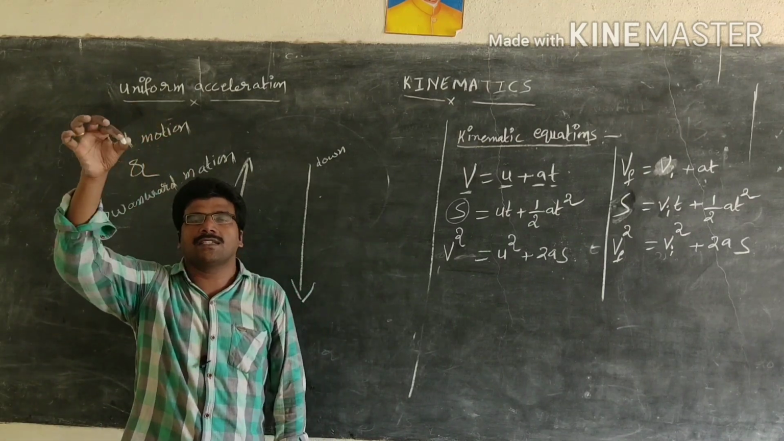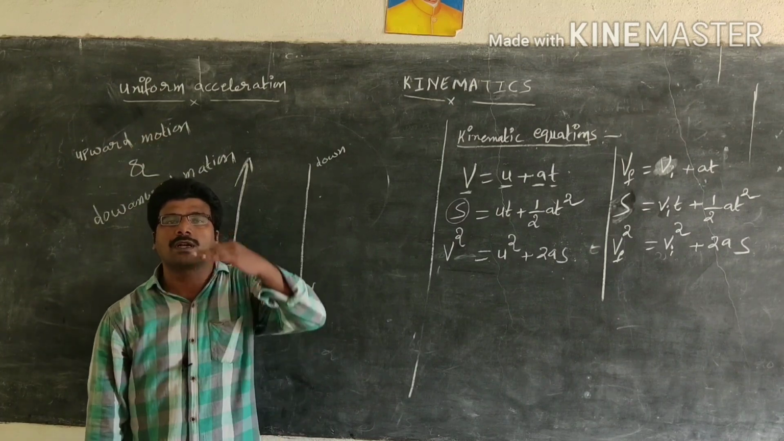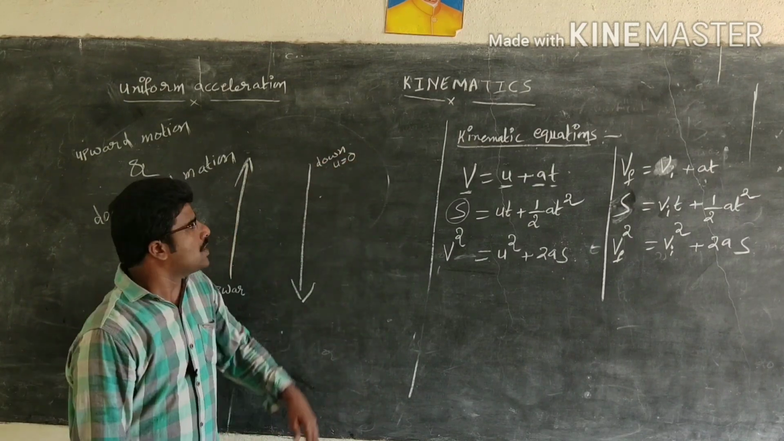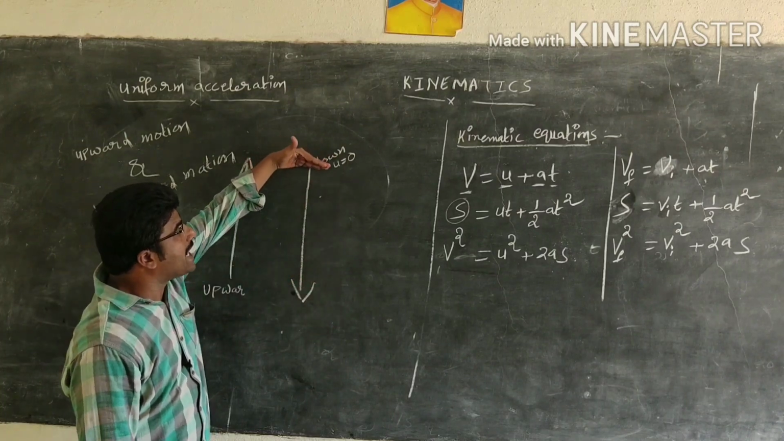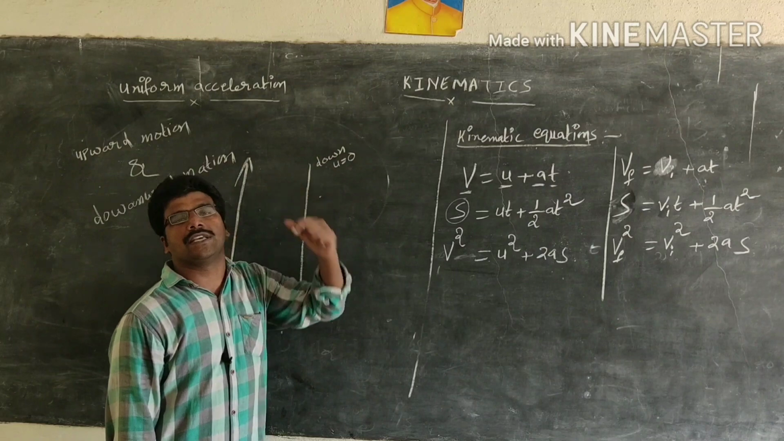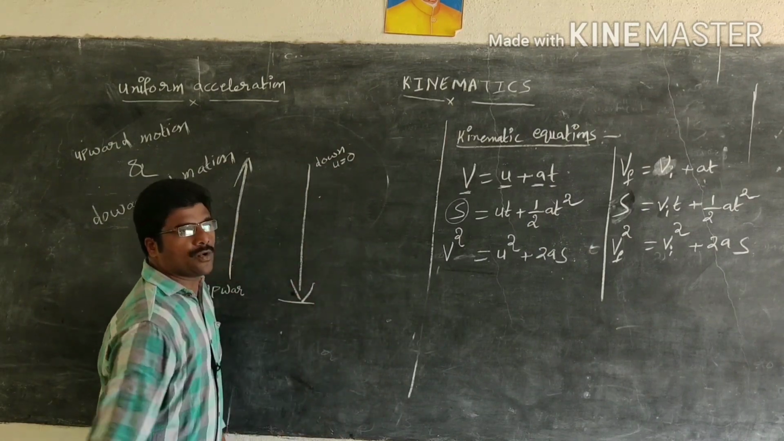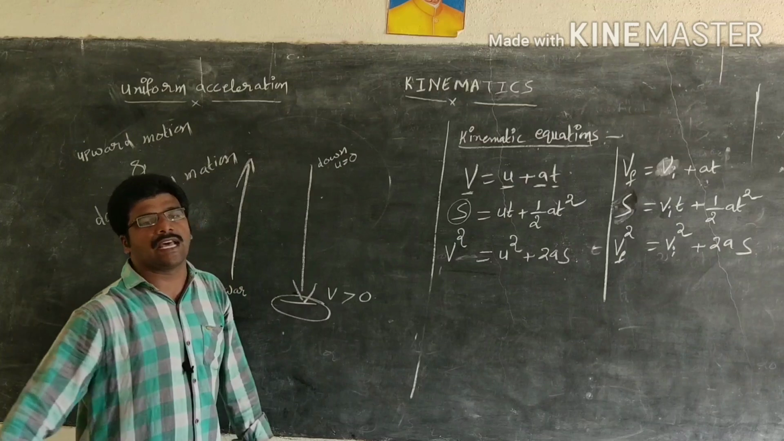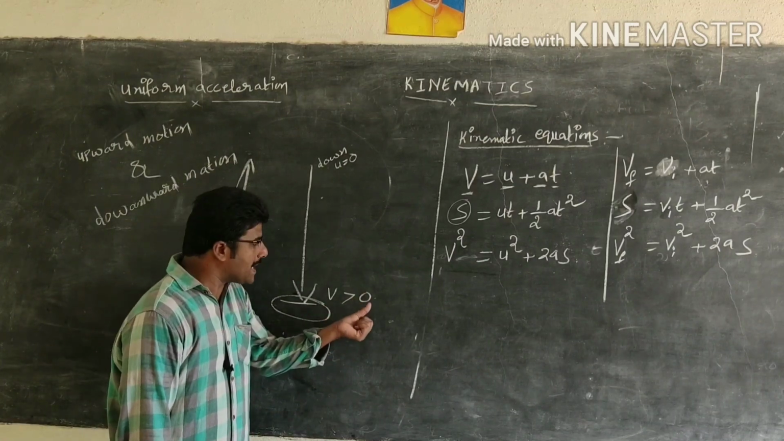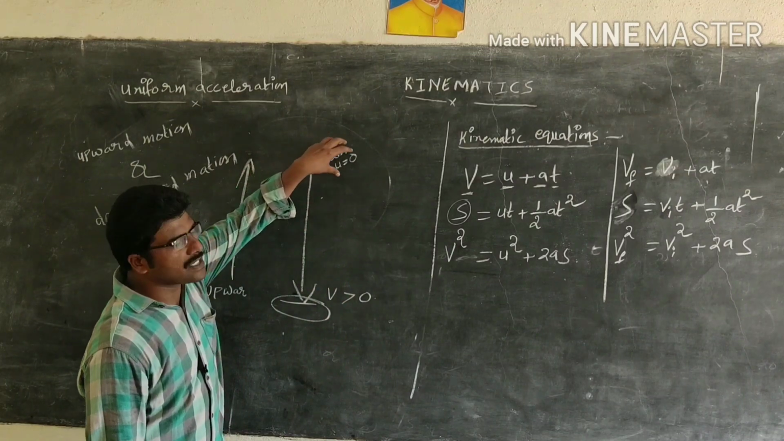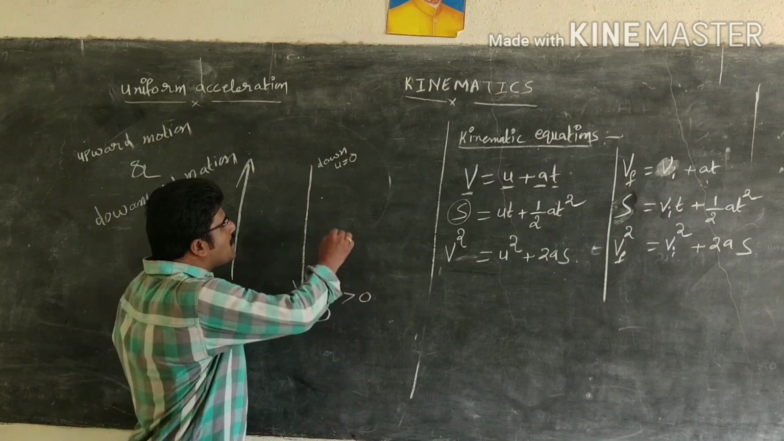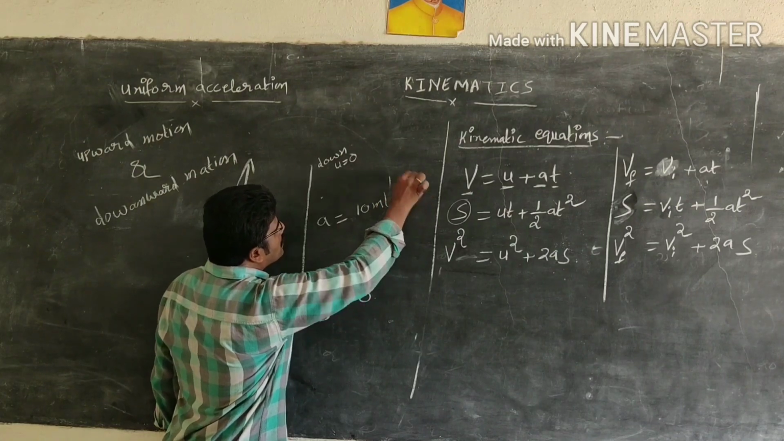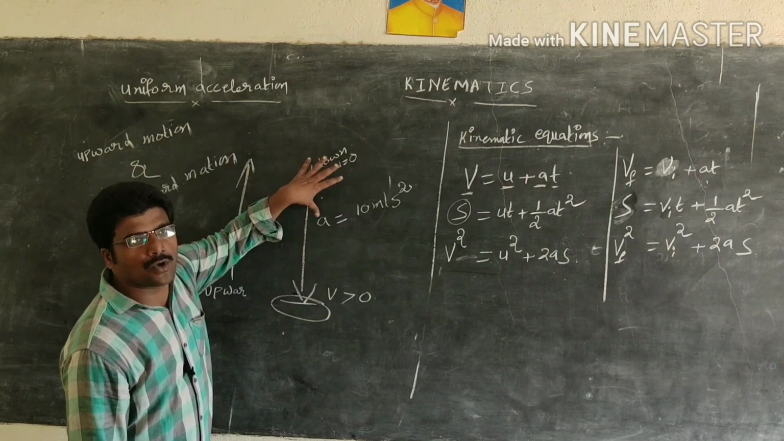Let us consider downward motion. When we release the body from the top, the initial velocity of the body will be 0. Remember this. For a downward motion body or freely falling body, the initial velocity will be 0. And when it touches the ground, the velocity will be greater than 0. This velocity is known as final velocity. So the final velocity will be greater than 0, initial velocity u equal to 0, and we should take the acceleration a equal to 10 meter per second square, only for downward motion.